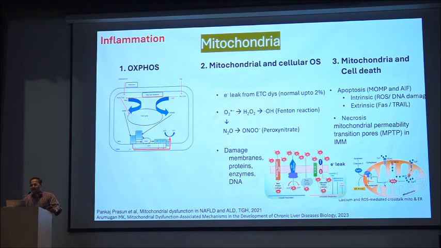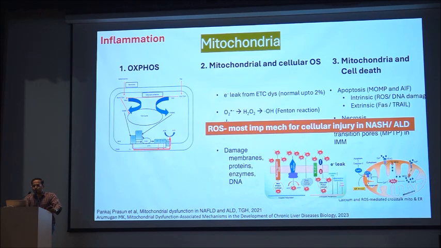So this reactive oxygen species inside the mitochondria crosstalks with the endoplasmic reticulum, further perpetuating the development of cellular stress, oxidative stress. So reactive oxygen species is the most important mechanism for cellular injury in both NAFLD and ALD.